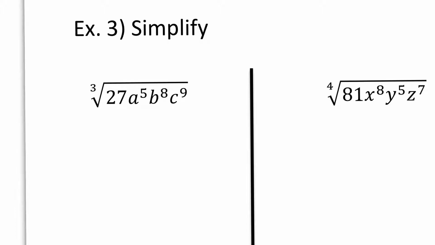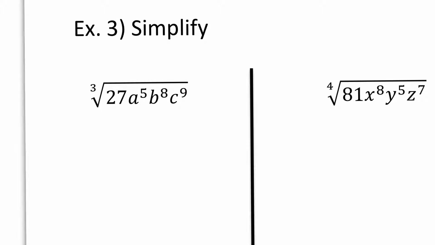So first, let's understand what we have. We have the third root of 27a to the 5th, b to the 8th, c to the 9th. We want to find a number that you multiply by itself 3 times, since there's the third root, that gives you 27. Then I'll show you how to simplify this when you find the third root.